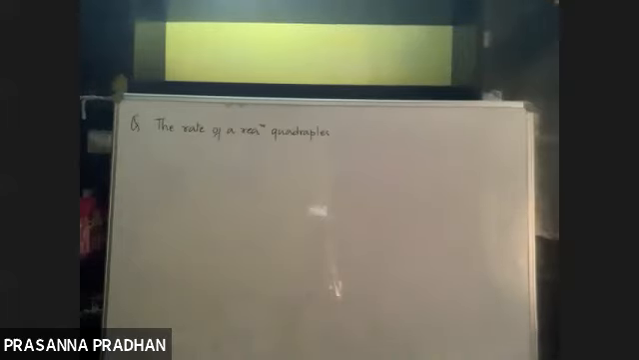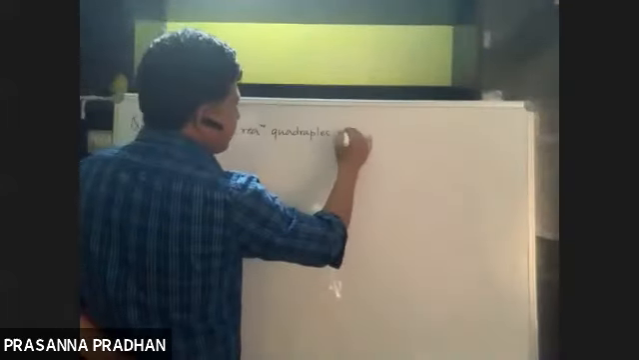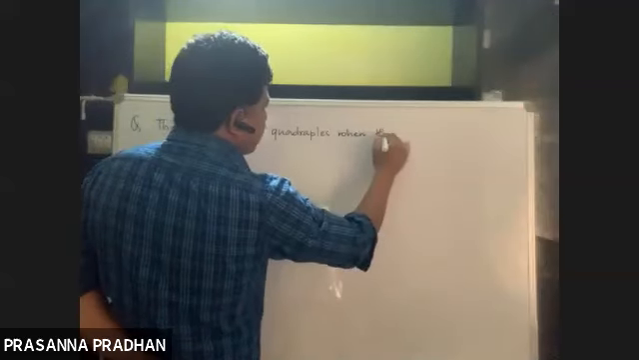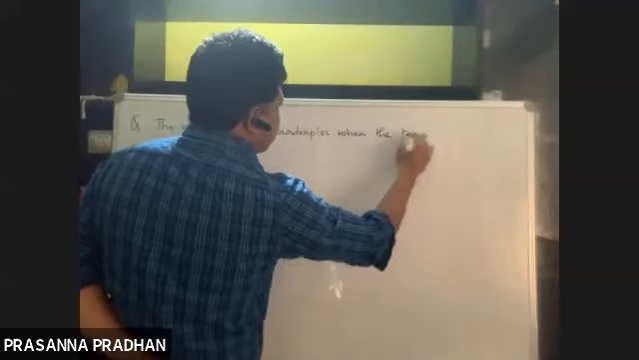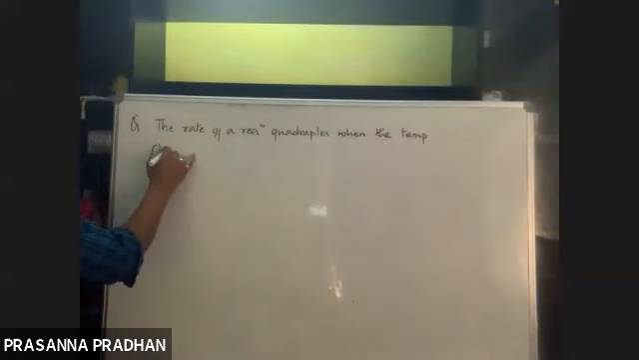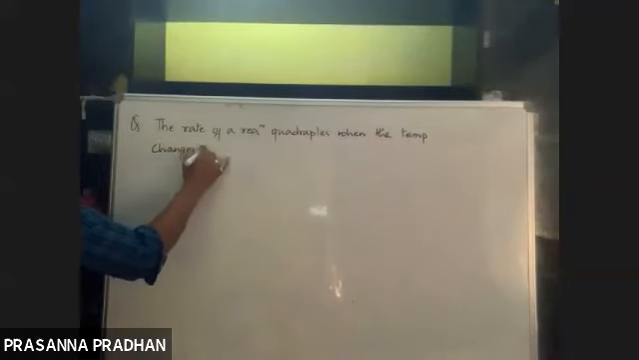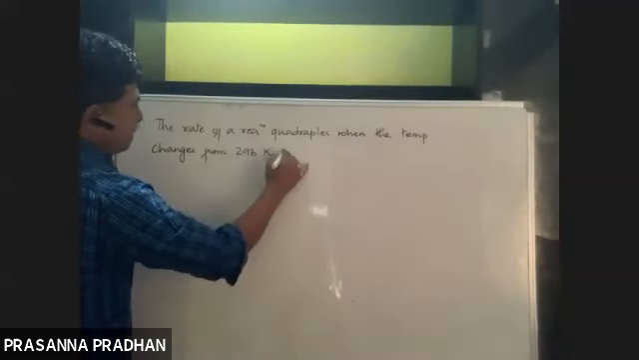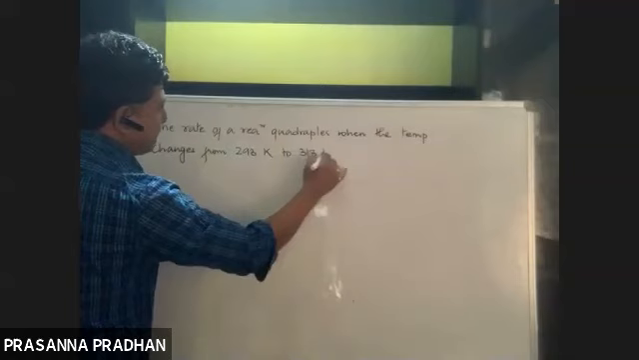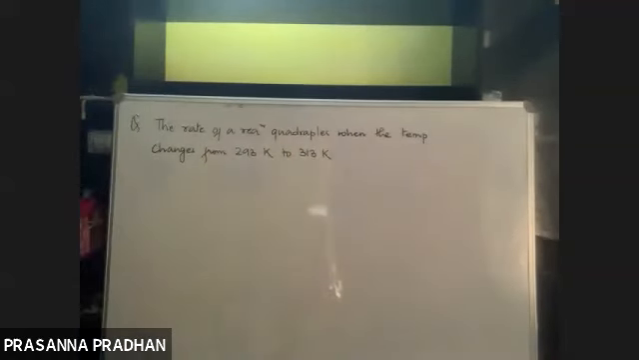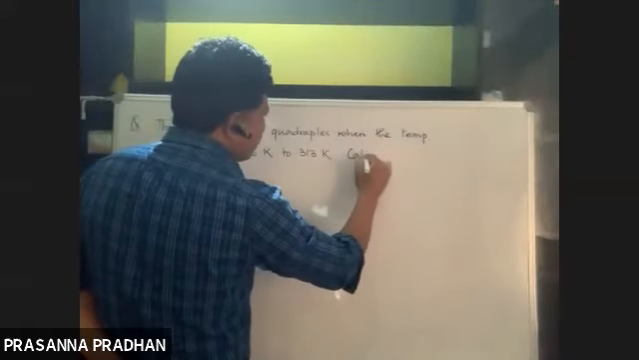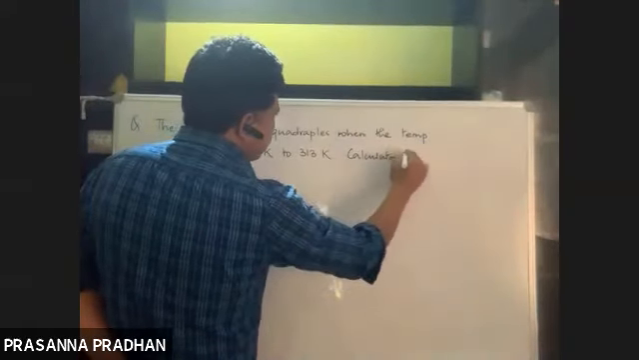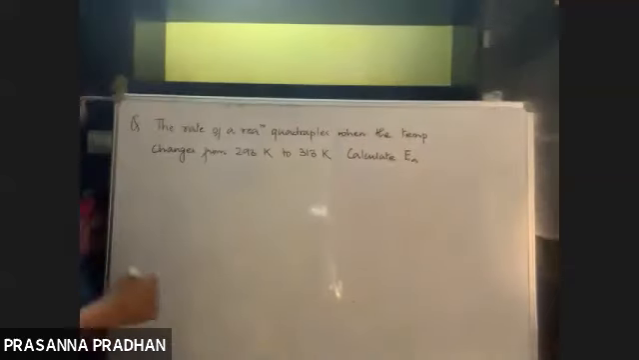The rate of reaction quadruples when the temperature changes from 293 Kelvin to 313 Kelvin. Again, calculate the activation energy.